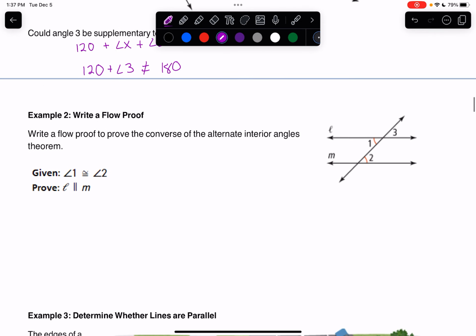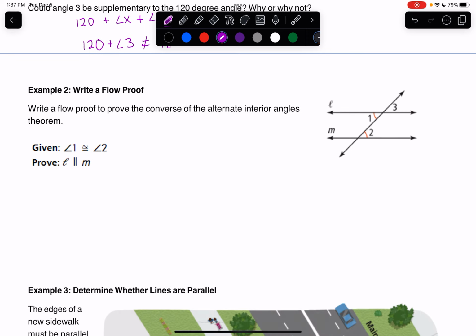Example 2 has us writing a flow proof. Now, a flow proof is a little bit different than a regular proof. It's just another way to write a proof. We don't do very many flow proofs, but they do show up sometimes in this material, and so I wanted to talk about them. A flow proof is basically just a visual representation of what is going on whenever I create a proof. So I'm thinking, where did I get certain information? How can I organize it more like a graphic organizer, more like a web when I'm looking at this?